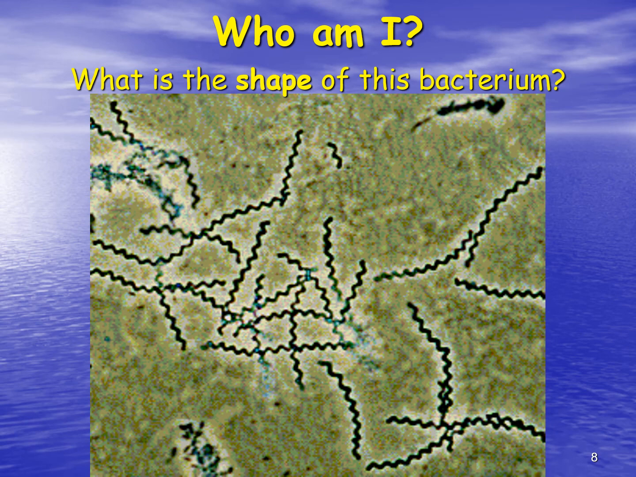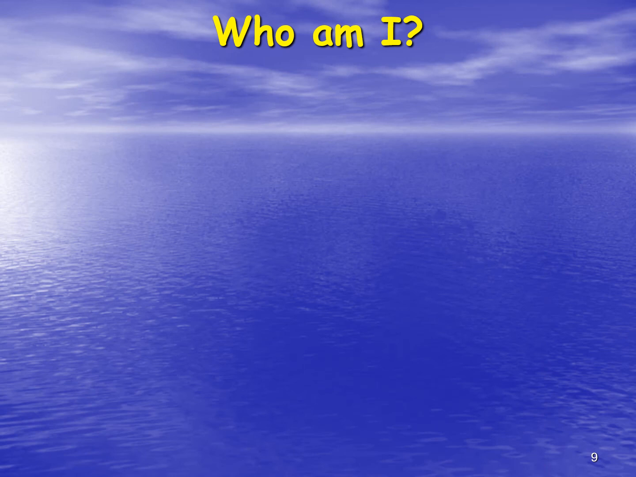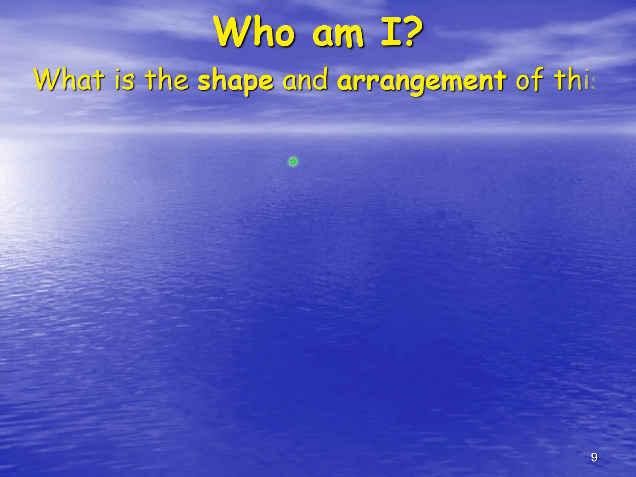So what's the shape of this bacterium? Well, again, we can see an individual right here, and we have many, many twists along the long axis. So again, this is going to be one of our spiral organisms, and this is actually a spirochete. What is the shape and arrangement of this bacterium?